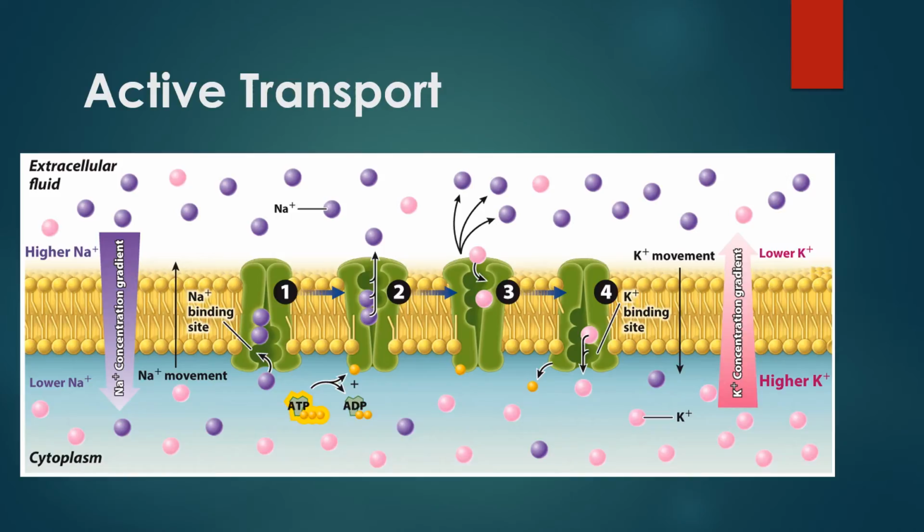A good example of active transport is the sodium-potassium pump. The sodium-potassium pump is an example of primary active transport. In an animal cell, there is a higher concentration of potassium ions outside of the cell than inside of the cell, and there is a higher concentration of sodium ions inside of the cell than outside of the cell. During primary active transport, the sodium ions are transported out of the cell, and the potassium ions are transported into the cell against their concentration gradient through the use of ATP.